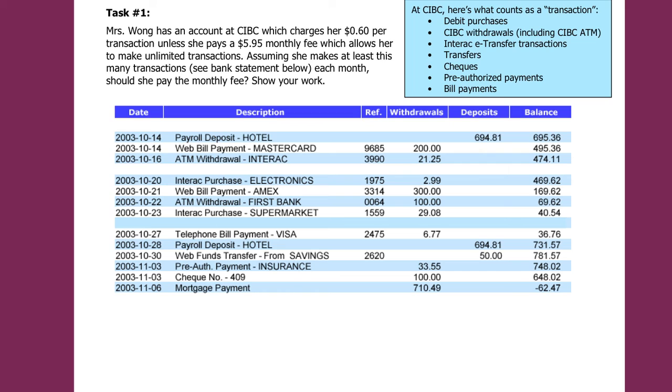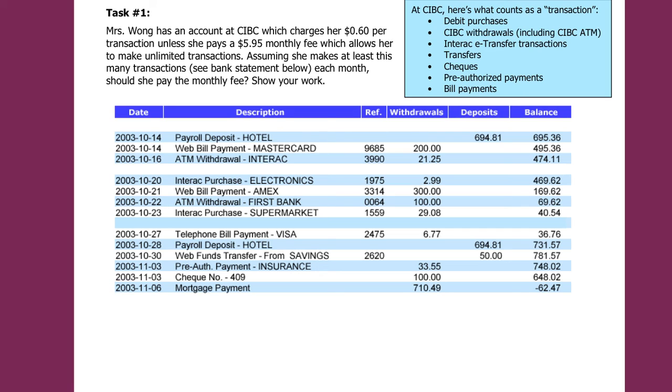So just a quick review of what a transaction is. This to the right there, you'll see, so these are the things that CIBC counts as a transaction. So debit purchases, so anytime you go to a store and use your debit card, withdrawals from a bank machine, Interac e-transfers, so that would be either, it doesn't say just deposits or withdrawals, so we're going to assume it's both. Transfers of any kind, checks, pre-authorized payments, that's like bill payments that are coming out, and bill payments.